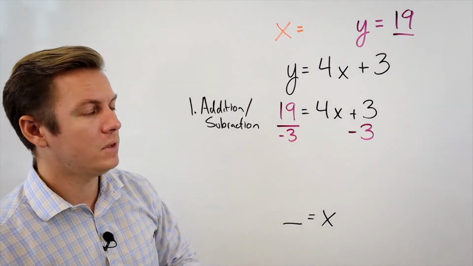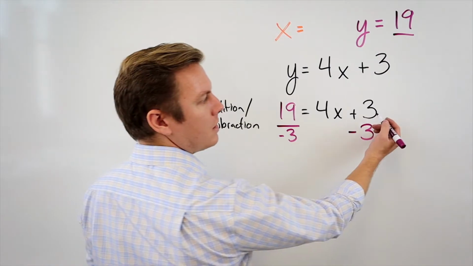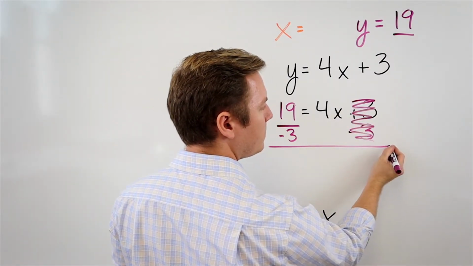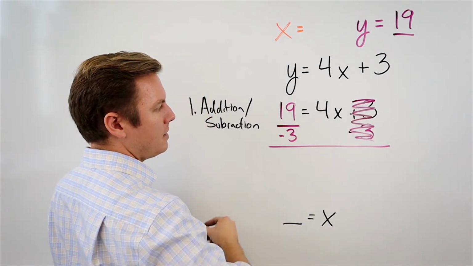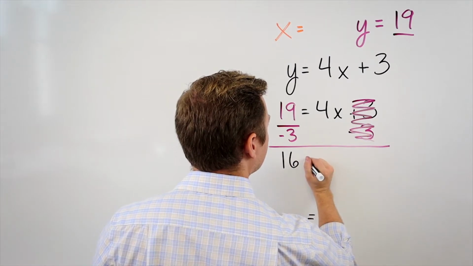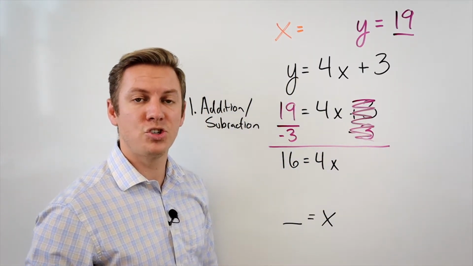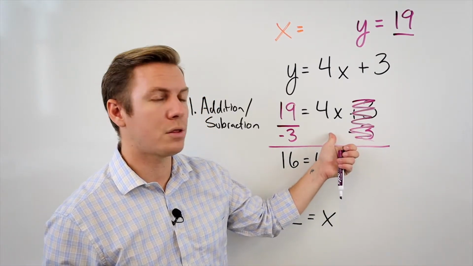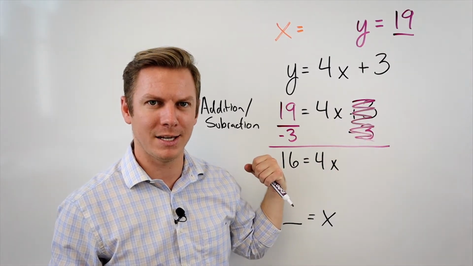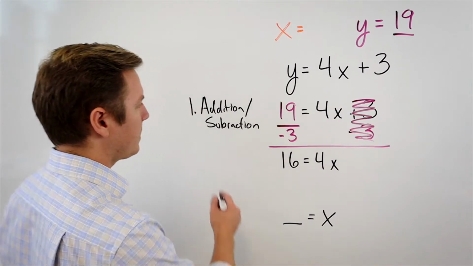So once again, using that inverse operation to get rid of this 3. 3 minus 3 cancels out. That just gives us a nice even 0. We then have 19 minus 3, which is going to be 16, is equal to 4x. Now the 4x just comes down. We do not need to subtract the 3 from the 4x because we've already taken the 3 from this side here, okay? We have 4x is now equal to 16.